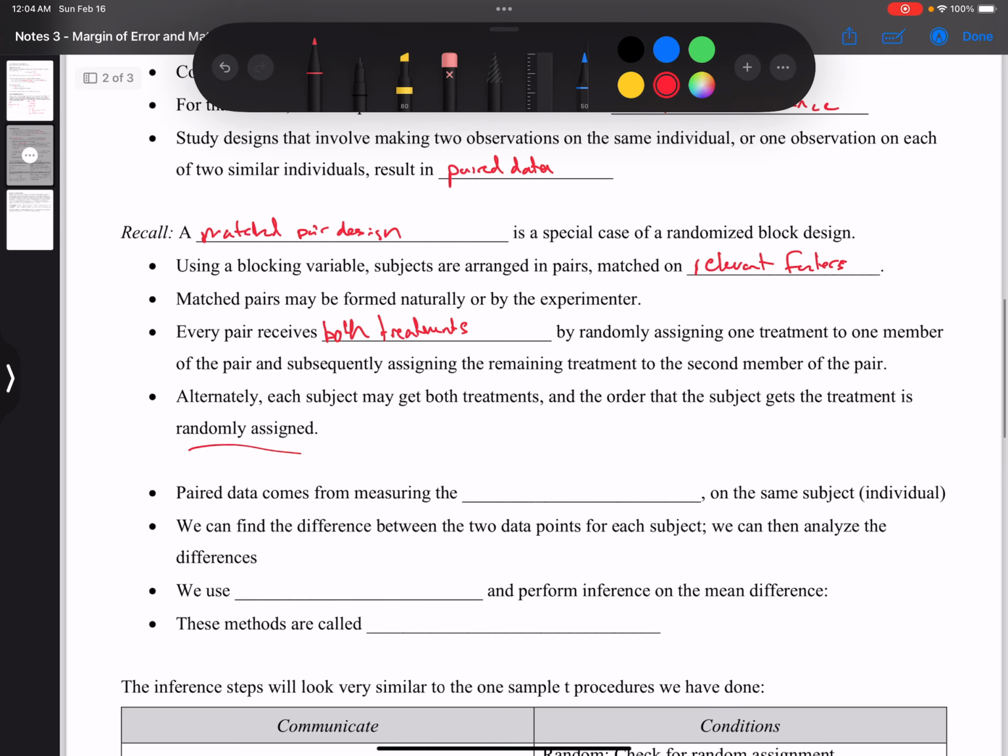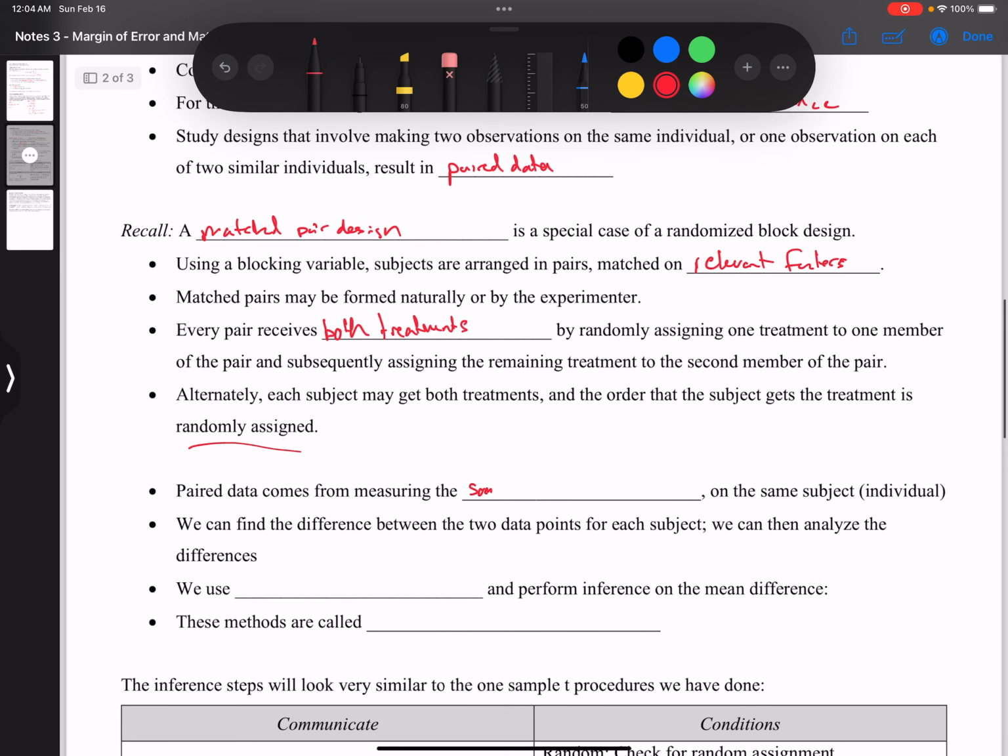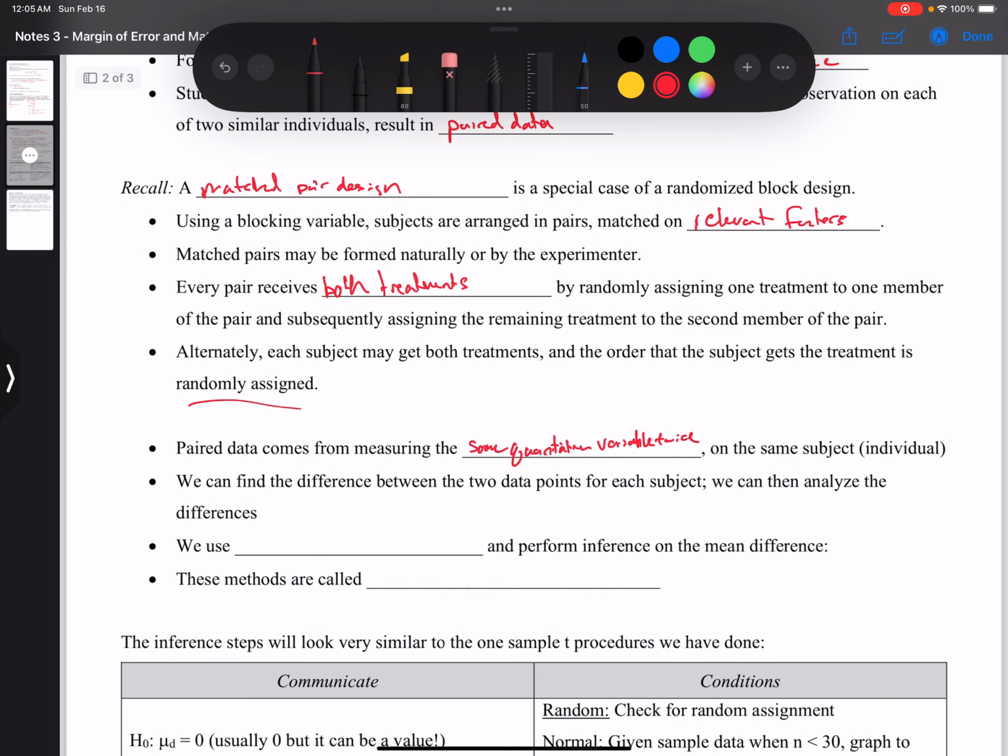Okay. All right. So paired data comes from measuring the same quantitative variable twice, either on the same subject or individual. Okay, and we can find the differences between the two data points for each subject, and then analyze those differences. Okay, so we're going to be doing the exact same sort of test we did at the end of the last lesson, which was called a one sample test. Okay, we're still using a one sample T procedure.